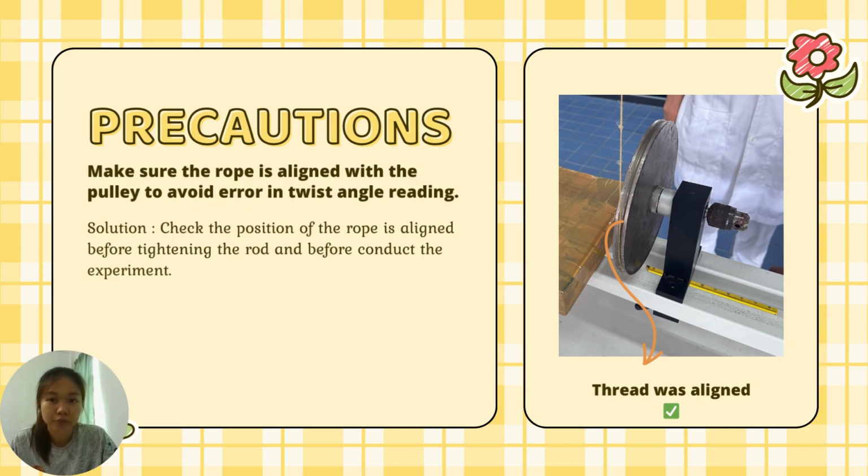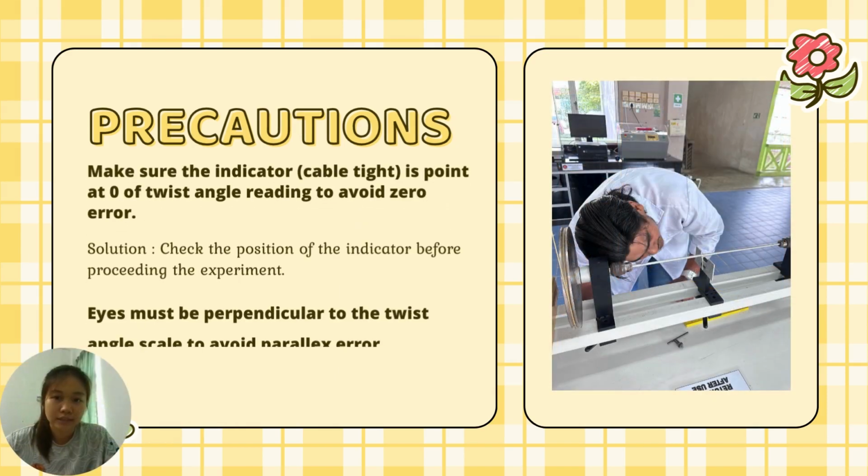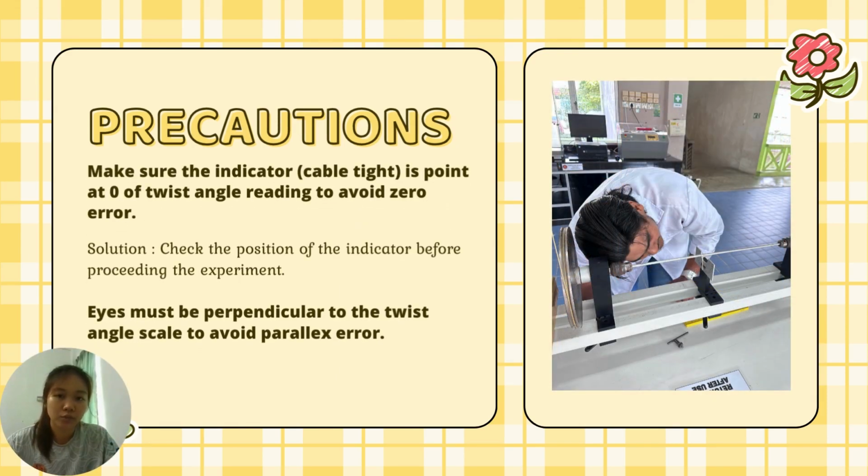Next one, make sure the rope is aligned with the pulley to avoid error in twist angle reading. Solution, check the position of the rope is aligned before tightening the rope and before conducting the experiment. Lastly, make sure the indicator, which is the cable type, is pointing at zero of twist angle reading to avoid zero error. Solution: check the position of the indicator before proceeding with the experiment. Then the eye must be perpendicular to the twist angle scale to avoid parallax error.